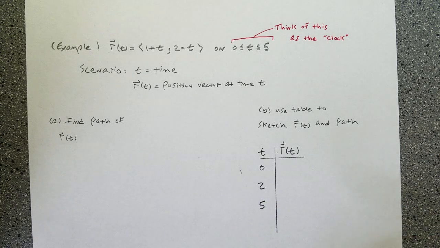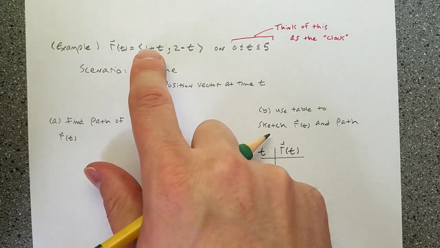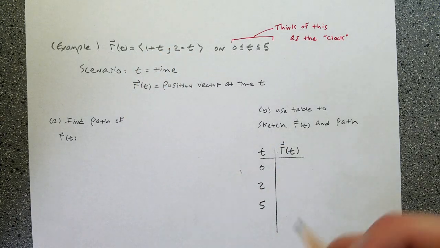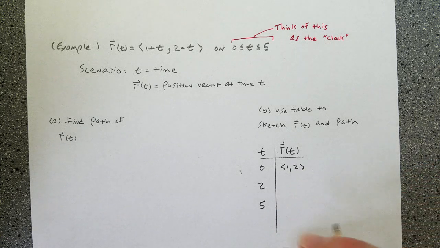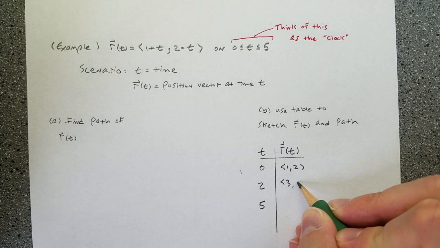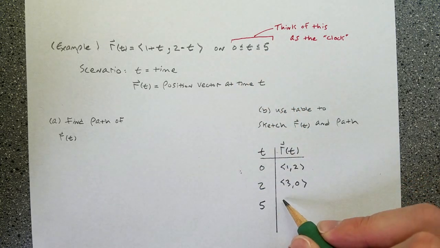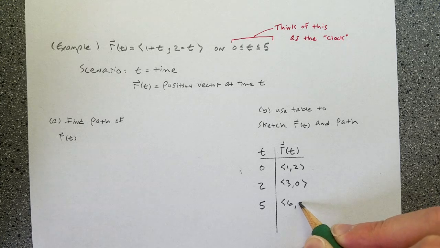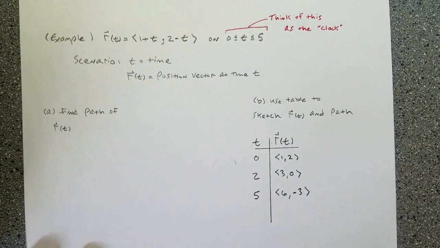You could do like 0, 2, and 5. Say you put the scalar t equals 0 in there, you get the vector 1 and 2. Then say you put 2 in, you would get 3 and 0. And then say you put 5 in, you would get 6 and -3. Just by direct substitution.